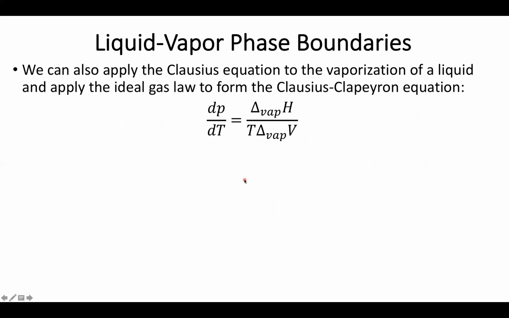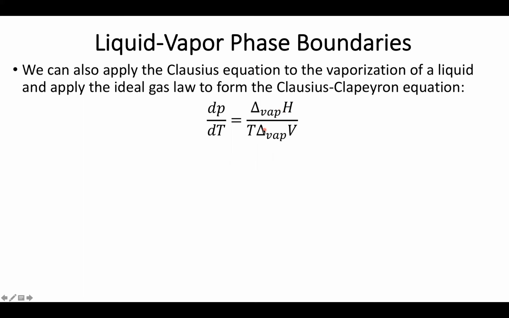However, we're not just interested in how condensed phases interact, we're often interested in the vaporization of a liquid or also of a solid. This proof will actually apply to both. So we're going to go ahead and start with the idea of, again, the Clausius equation, and we're going to essentially form what's called the Clausius-Clapeyron equation.